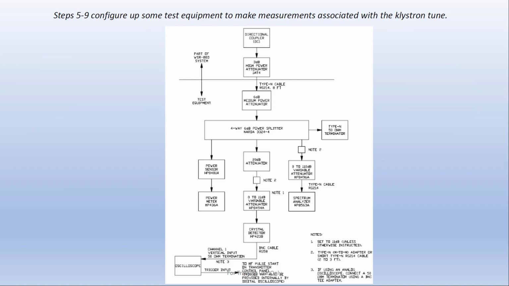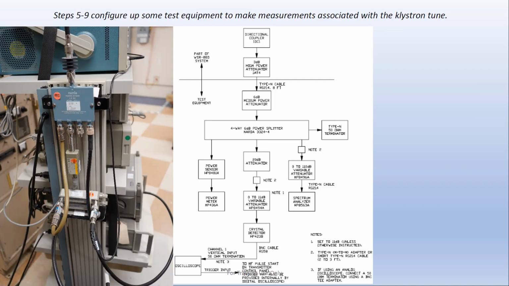We'll be taking an N-type cable, connecting it to a 6 dB medium power attenuator that will feed a 4-way splitter. Off the 4-way splitter, we're going to have a terminator, a variable attenuator feeding a spectrum analyzer, a 20 dB fixed attenuator feeding a 0 to 11 dB variable attenuator that we're going to use to measure our pulse width via a crystal detector into the oscilloscope. And we'll also have our power sensor plugged into this 4-way splitter.